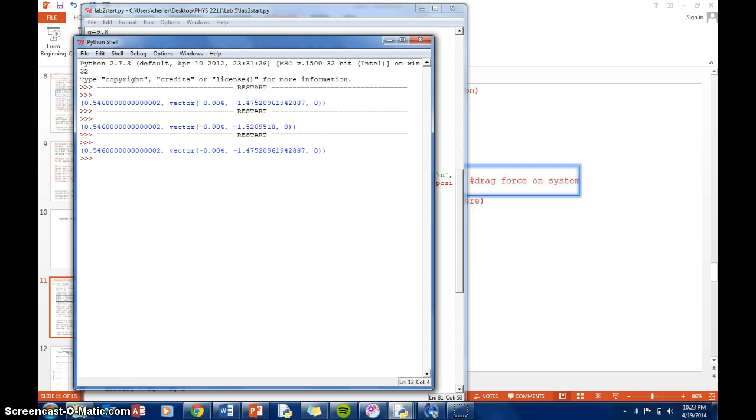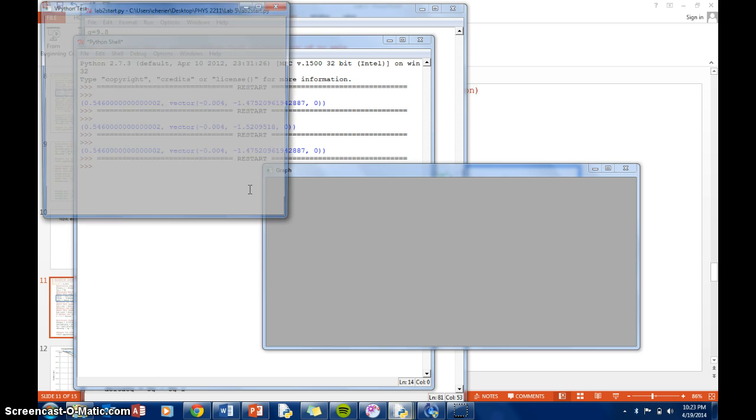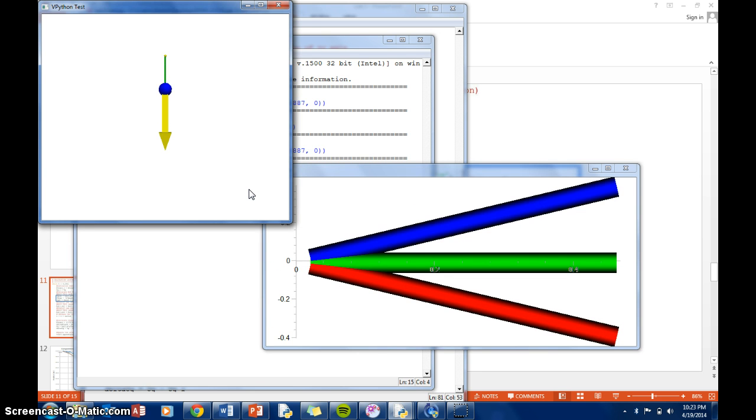Now, when the code is run, the diagram on the right shows Fgrav represented by the yellow arrow and Fdrag, or the lack of, represented by the blue arrow. We then plot delta K-trans represented by blue, delta UG represented by red, and the sum of the energies, delta K-trans plus delta UG, represented by green.